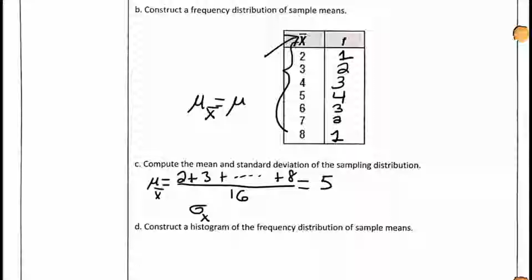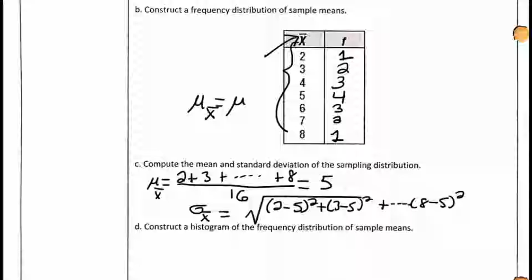Now let's look at the standard deviation. If you were to do the standard deviation of the x bars, again you have to do the square root, and then you're going to do the x value, which here is 2 for the first one, minus the mean squared, plus 3 minus the mean squared, and you keep doing this all the way to the last number, 8, minus the mean squared. And then you're going to divide by how many numbers you have, which is 16. And when you do this, you're not going to get the same number.